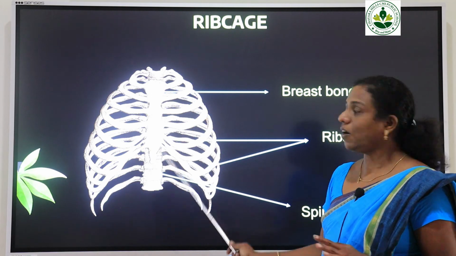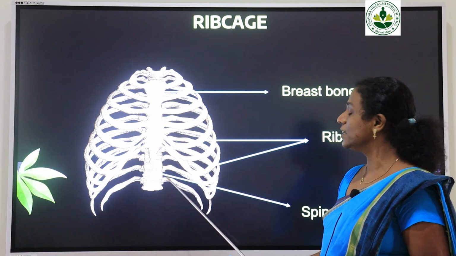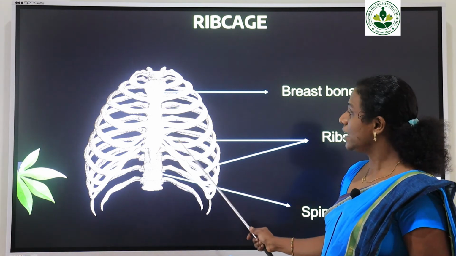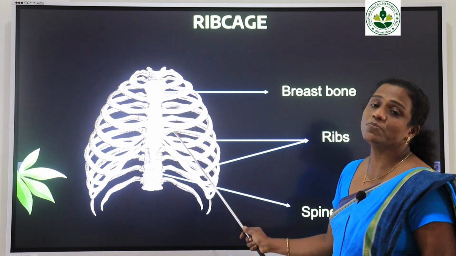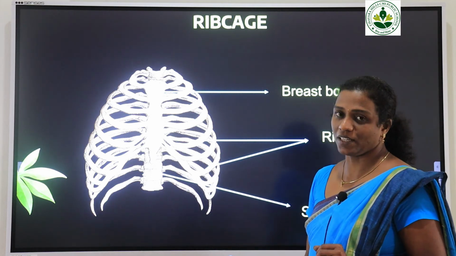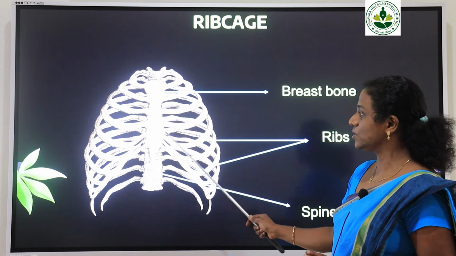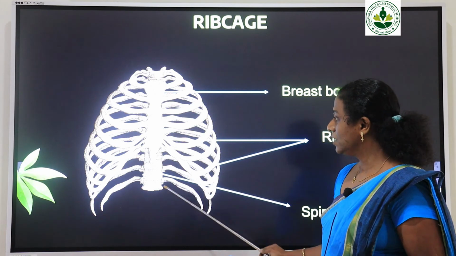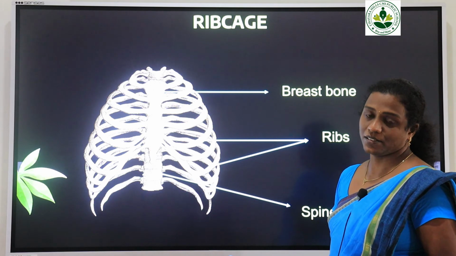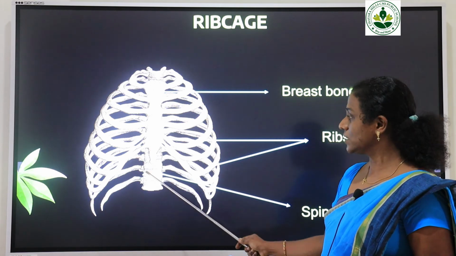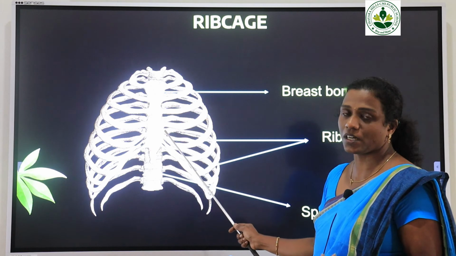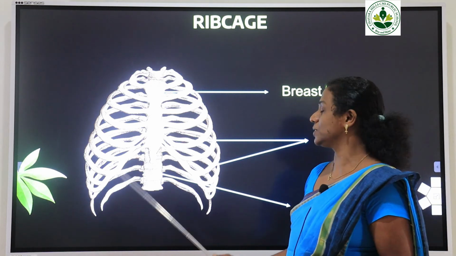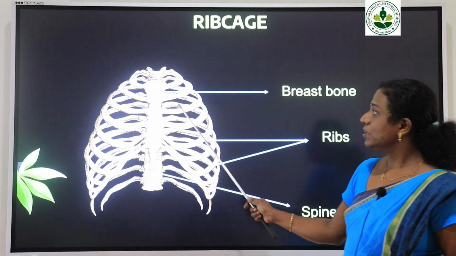All the 12 pairs of bones are attached to the spine or backbone. Among the 12 pairs, 10 pairs of bones are attached to the breastbone also. The remaining 2 pairs, which you can see here, are attached only to the spine. They are not connected to the breastbone, so they have a name: floating ribs.